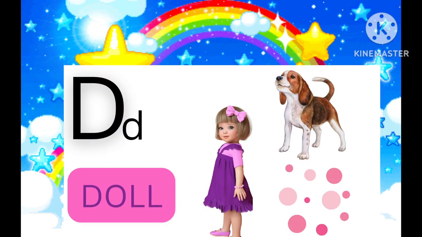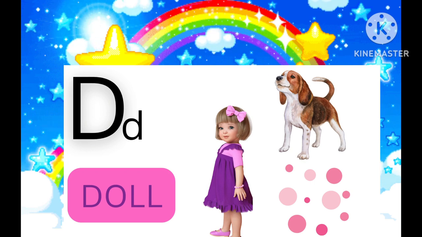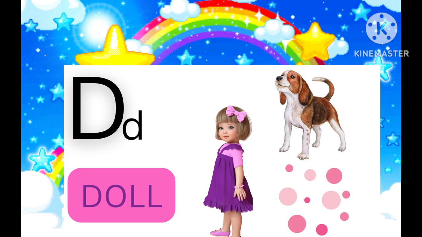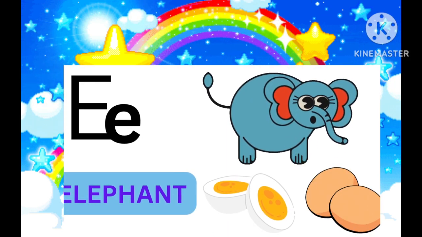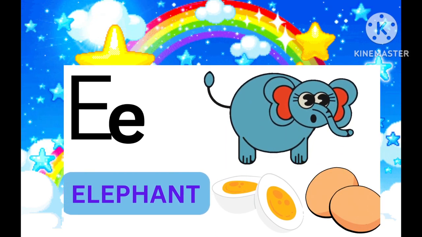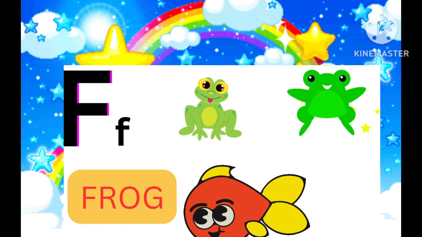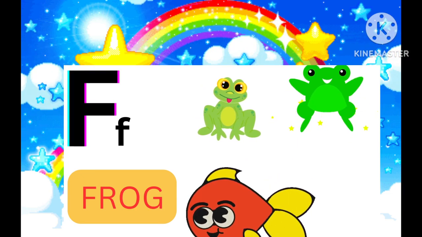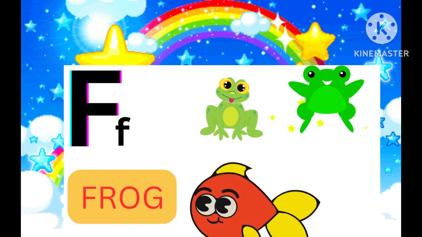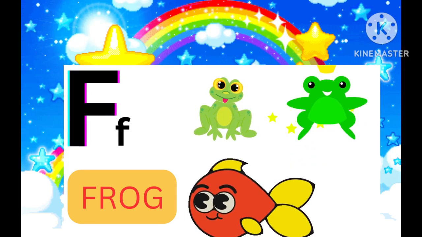D for dog, D for dots, D, D, D. E for egg and E for elephant, E, E, E. F for frog, F for fish, F, F, F.